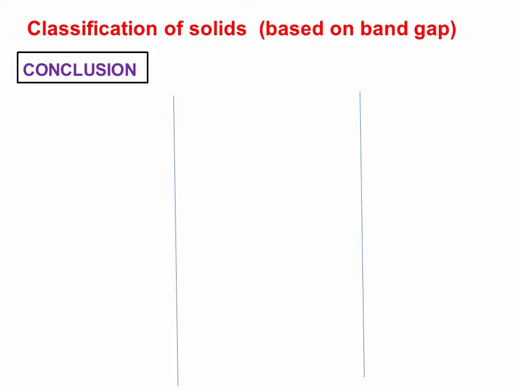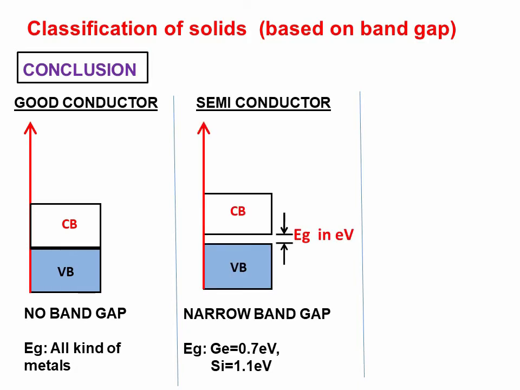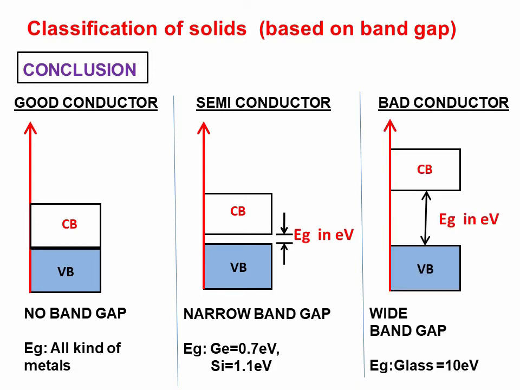Now, just a recap of the classification of solids based on band gap. Good conductors: there is no band gap between valence band and the conduction band. Example, all kinds of metals. Semiconductor: there is a narrow band gap between valence band and conduction band, so lesser than 3 electron volt. For example, germanium has 0.7 electron volt. Bad conductors: there is a wide band gap between conduction band and valence band. For example, glass is 10 electron volt. So, more than 4 to 5 electron volt, it will become a bad conductor.